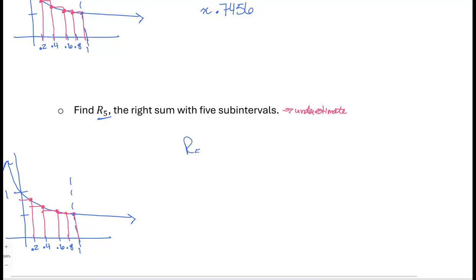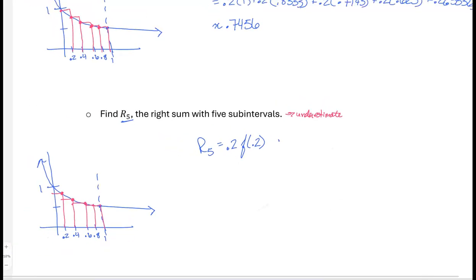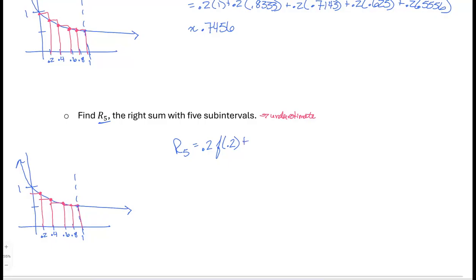So let's find that right sum with 5 rectangles. The width's still 0.2, but now I'm going to use that right endpoint for each of those rectangles. So I'm going to start with that 0.2. That would give me the height of that first rectangle. 0.4 is going to give me the height of the next one. 0.6, that third one. 0.8 is the fourth one. And 1.0 would be that last one.